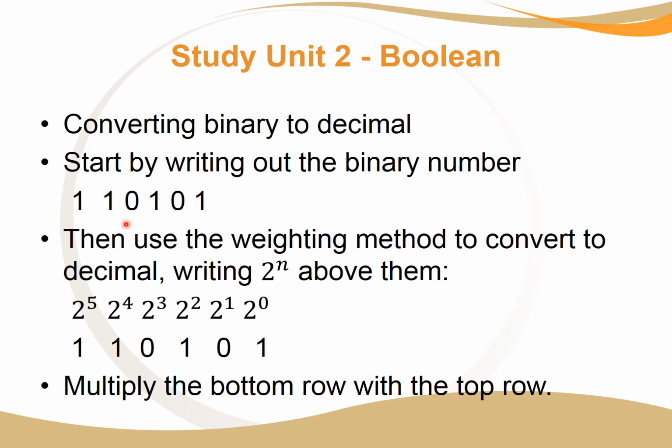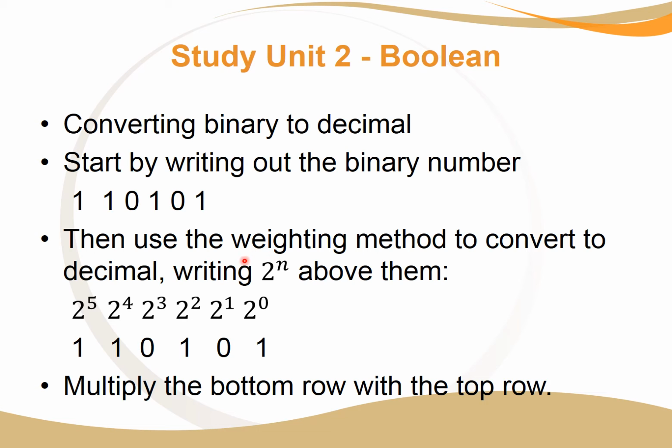Now we get into converting a binary number to a decimal number. First off, we start by writing out the binary number that we want to convert. So we write 1, 1, 0, 1, 0, 1, whichever one you want. Then we use the weighting method to convert to decimal. So we write 2 to the power of whatever position is above them.